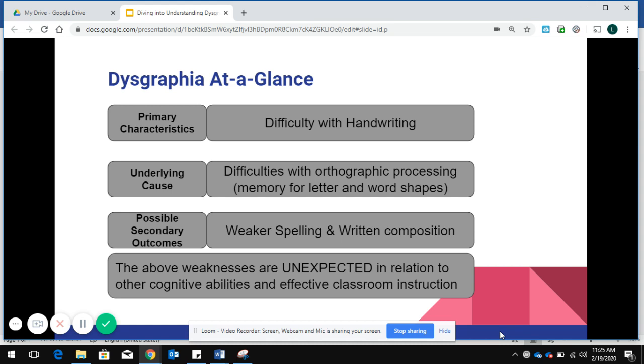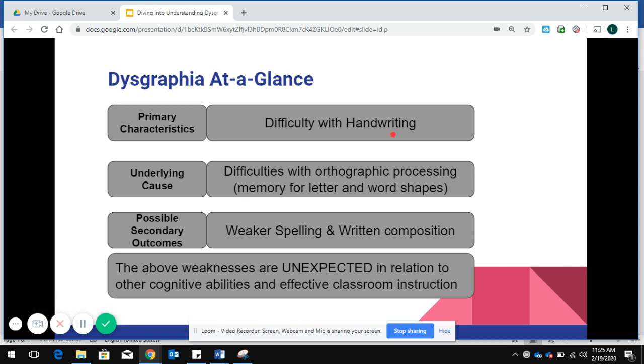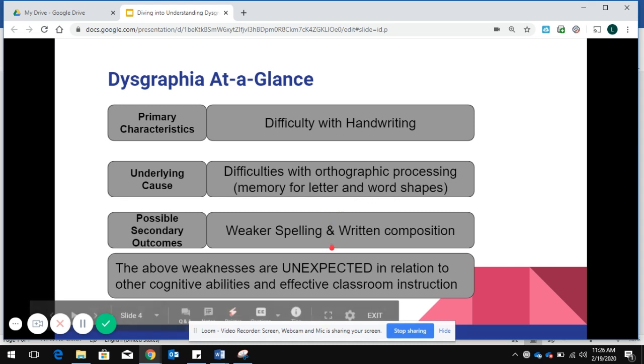So let's recap and review what we have learned so far regarding the dysgraphia definition. The primary characteristic of dysgraphia is a difficulty with handwriting, which is caused by the difficulty of remembering the letters and remembering the movements, and how to form those letters to form the word. And secondary consequences may include difficulties with spelling and written composition.